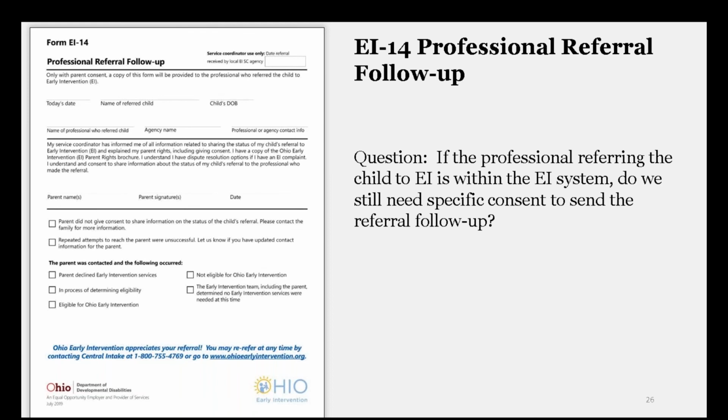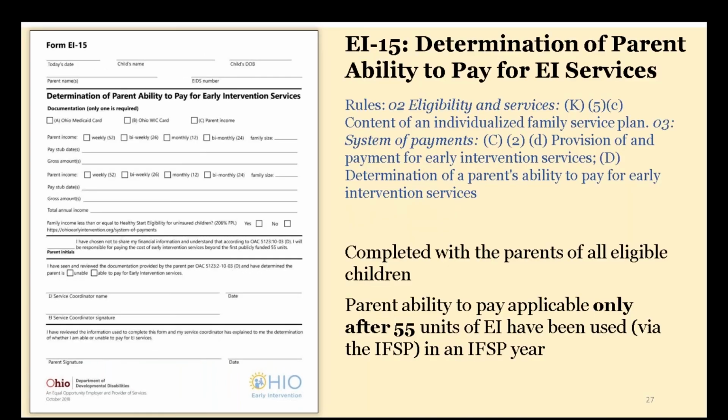Okay, thank you. The next two forms are used to determine the parent's ability to pay and to obtain consent for use of insurance to pay for EI. These two forms must be completed for families of all eligible children. Other SOP forms will be covered in later webinars on the SOP. That's June 11th and June 13th.